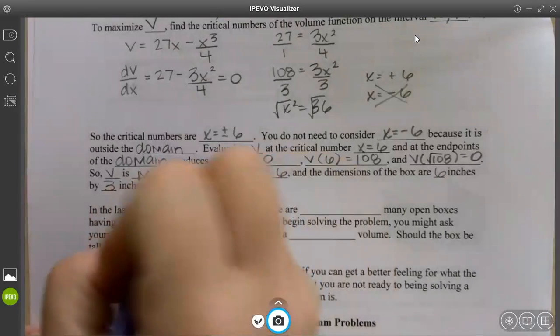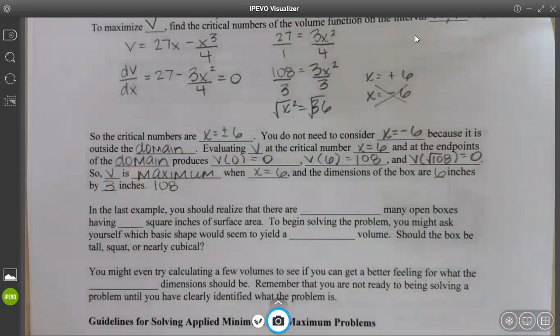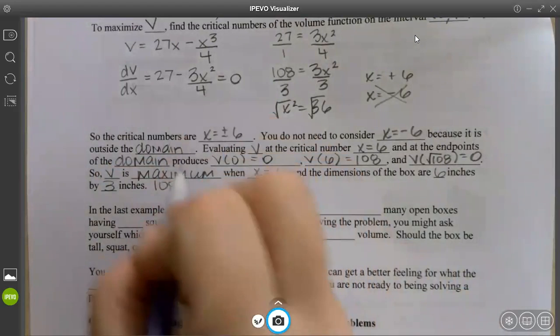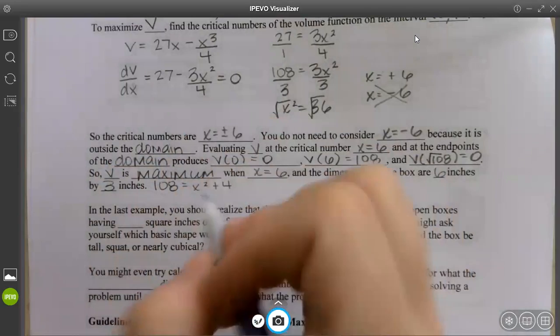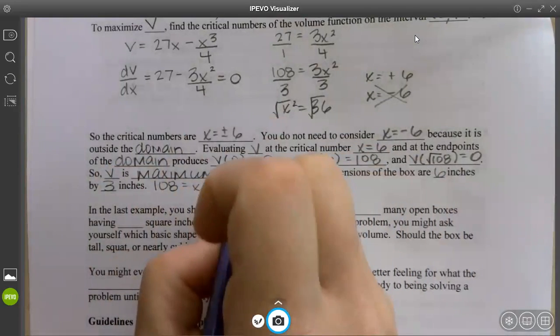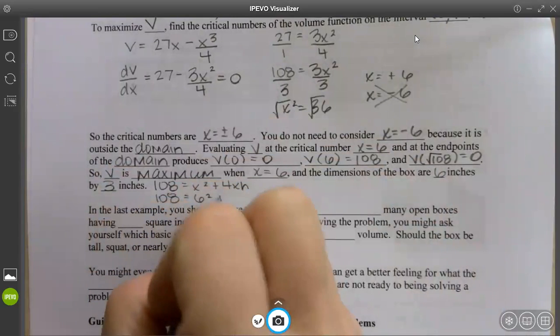All right. You plug it into any equation. They plugged it into the surface area equation because we needed the H. We were looking for the H. So those are the two things that we have, the X and the H. So we couldn't plug it into the area. We couldn't plug it into the volume because, we could have, but we didn't know the volume. What we do know is the surface area. So 108 equals X squared plus 4XH. We know that X is 6.